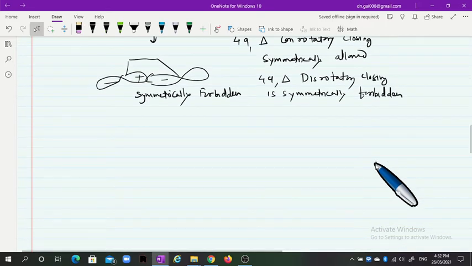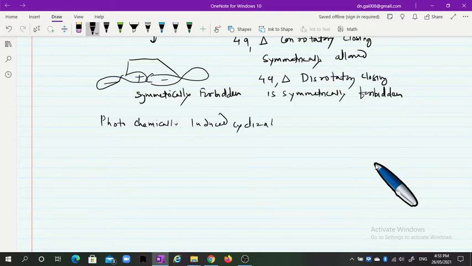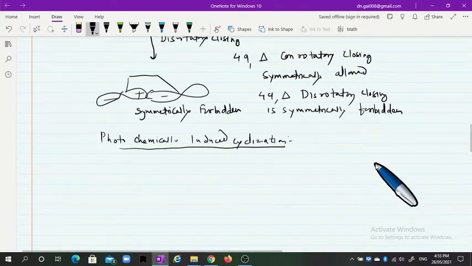Now for photochemical induced cyclization, whether it is conrotatory allowed or disrotatory allowed, we can find out by using the FMO approach.